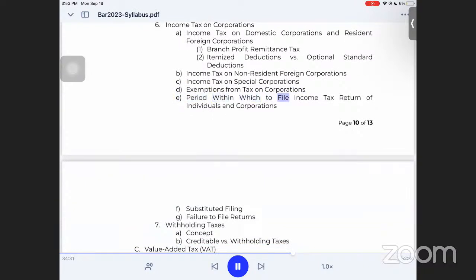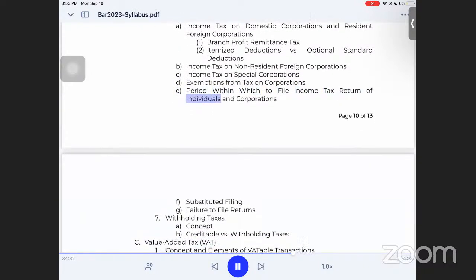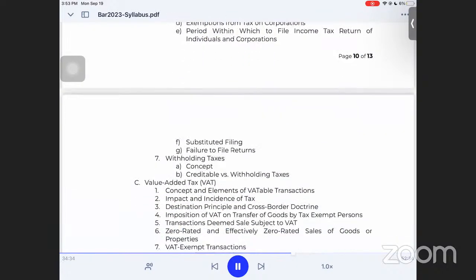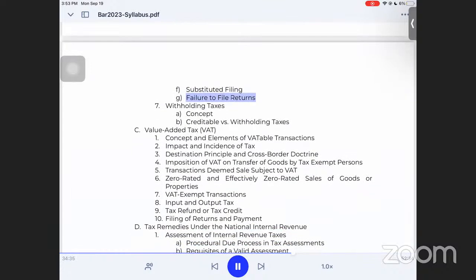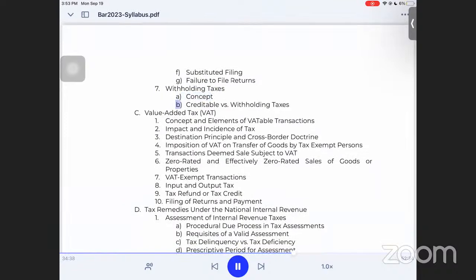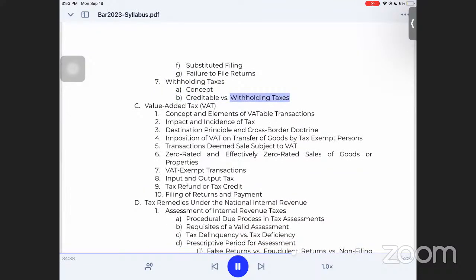E. Period within which to file income tax return of individuals and corporations. Page 10 of 13. F. Substituted filing. G. Failure to file returns. 7. Withholding tax. A. Concept. B. Creditable and final withholding taxes.